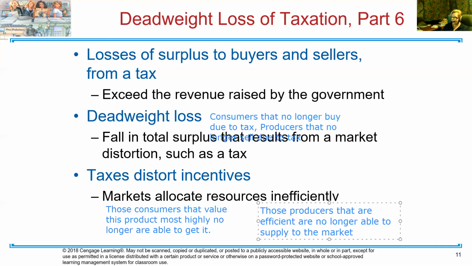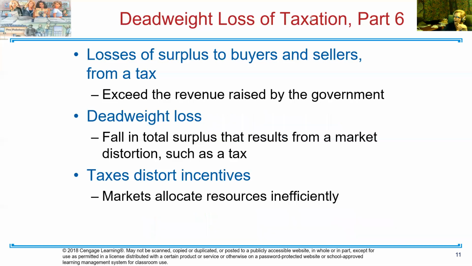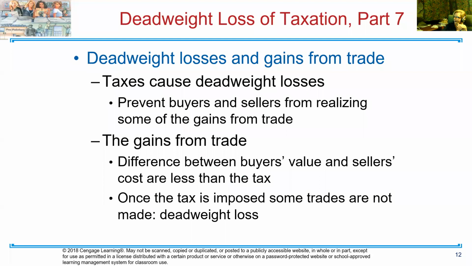And again, if you go back on the previous slide, you'll see where those two sections of deadweight loss are. One is attributable to consumers that have left the market. The other one is attributable to producers that have left the market. So let me go ahead and clear this and go to the next slide.